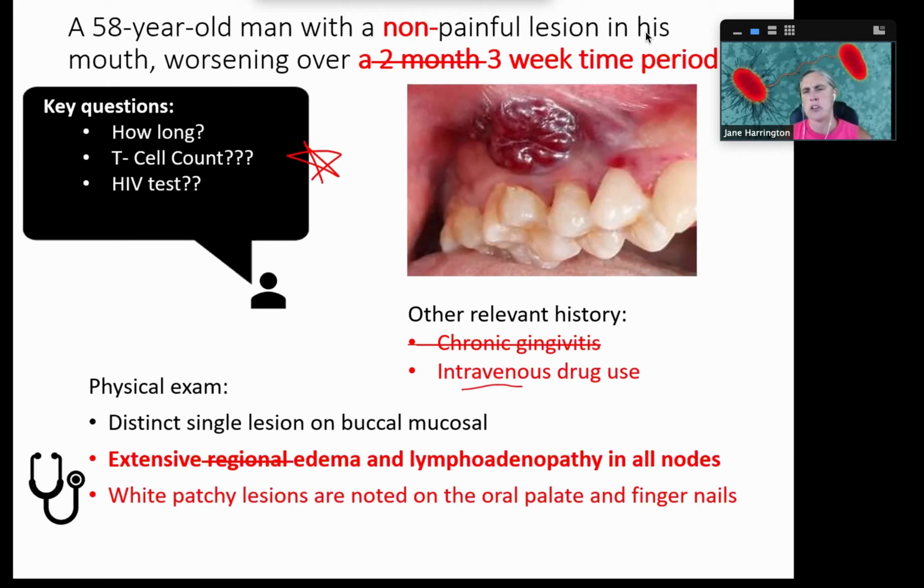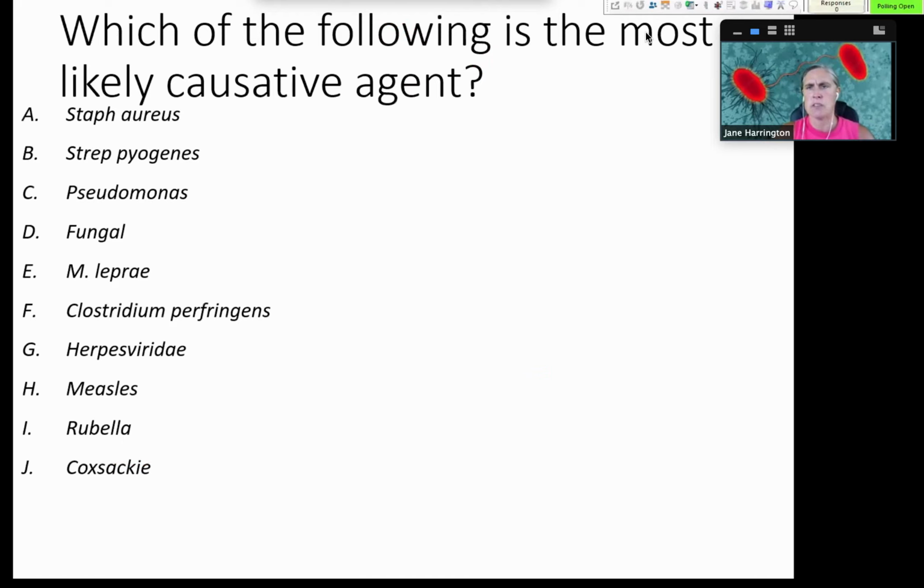This one, we're going to start asking about somebody's HIV status. Here we see extensive, and I just knocked out regional. That means that they have lymph nodes swelling everywhere. So there's something else that's going on. And I'll go ahead and point out white patchy lesions are noticed on the oral palate and fingernails. And so there's an additional clue that we're really suspecting that this person has HIV, which is an underlying condition. Okay, so let's get your clickers out.